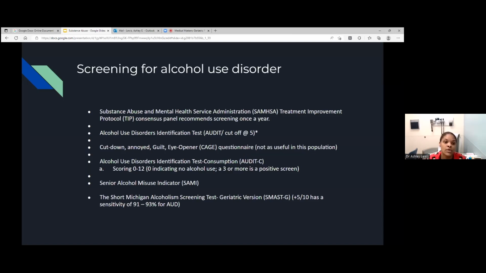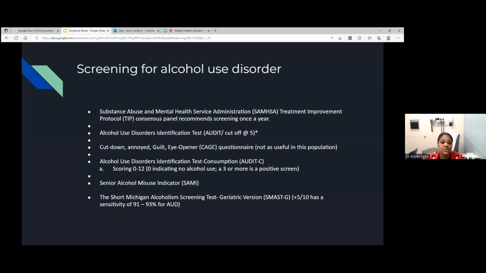So we have the Alcohol Use Disorders Identification Test, and the cutoff is at 5. We have the CAGE questionnaire, but they're saying that it's not as useful in this population, but it is an easy screening tool that a provider can use to see if other screening tools should be applied. We also have the Alcohol Use Disorders Identification Test Consumption. So the score is from 0 to 12, and a 0 will indicate no alcohol use. A score of 3 or more is a positive screen.